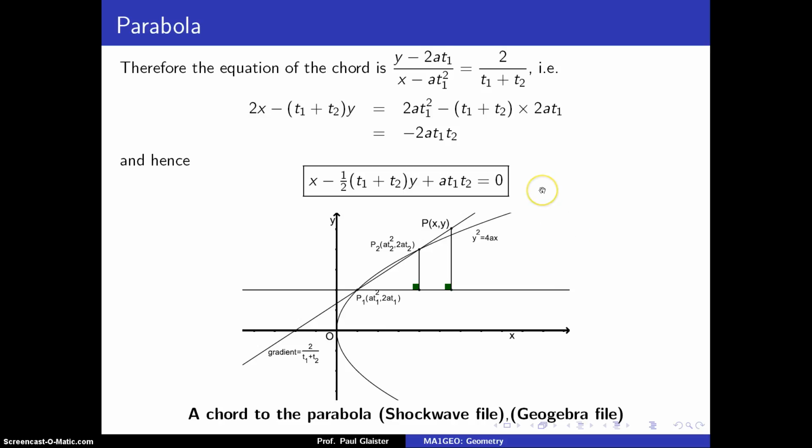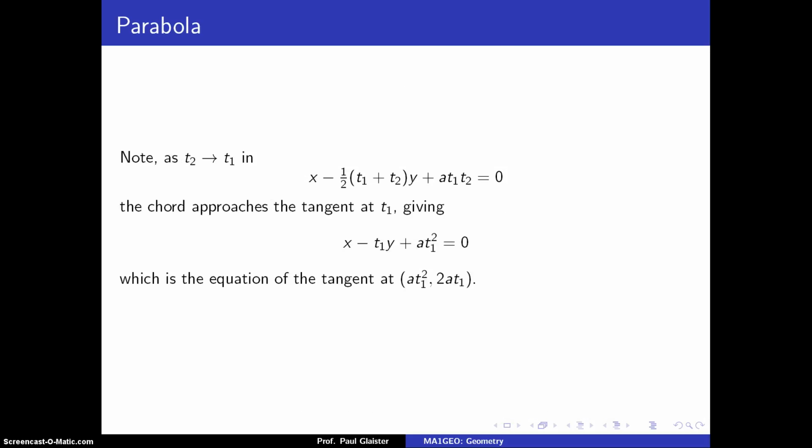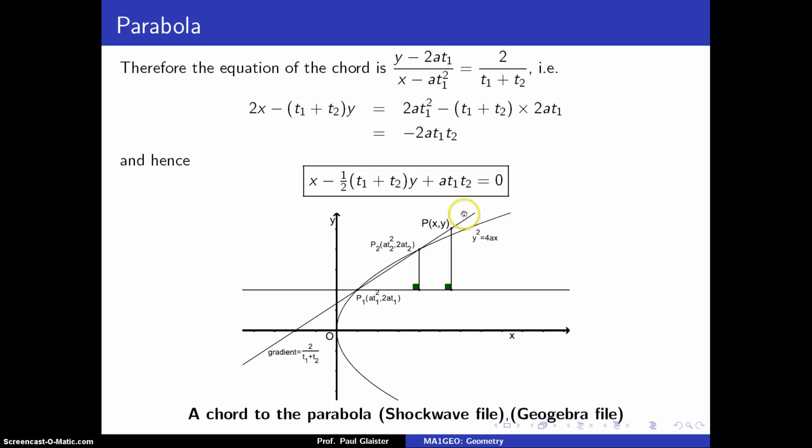Again, this is a form that we will use. You don't have to remember it. You could look it up, but again, we need to understand where it comes from. Now, one interesting point to note, which is by way of a simple check, if you allow t2 to approach t1, so to get those two points closer, then you can see on the graph that this chord becomes a tangent at that point.